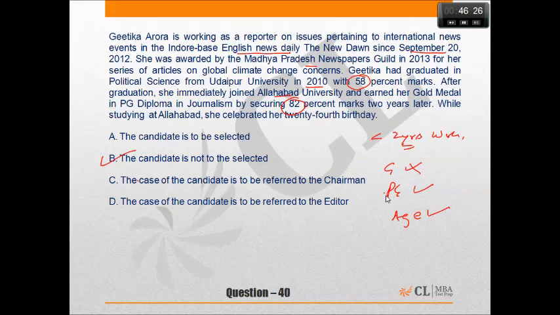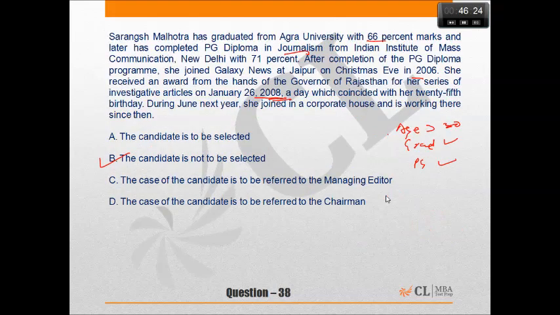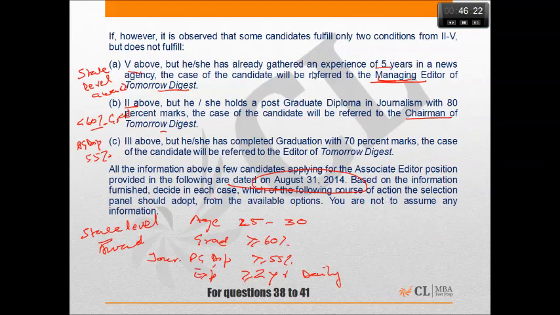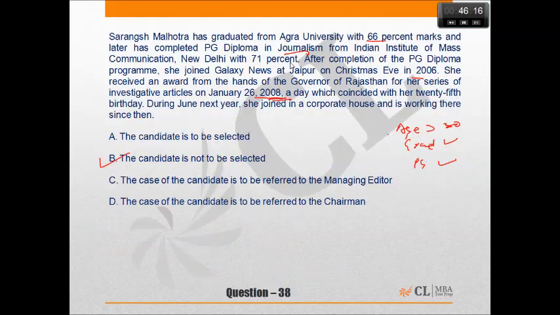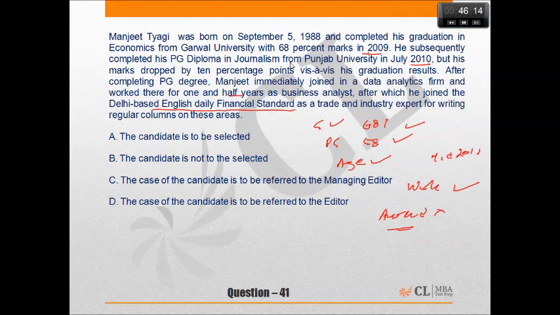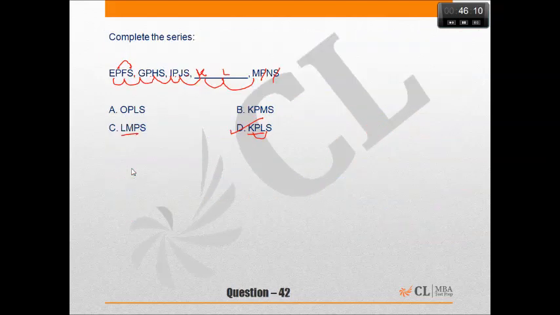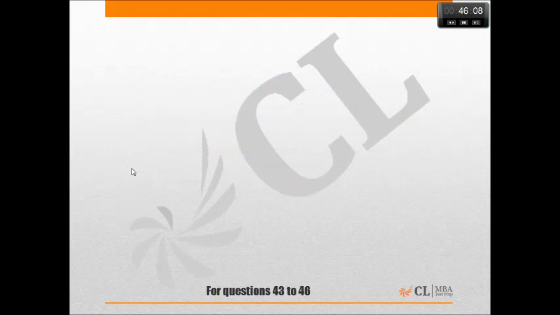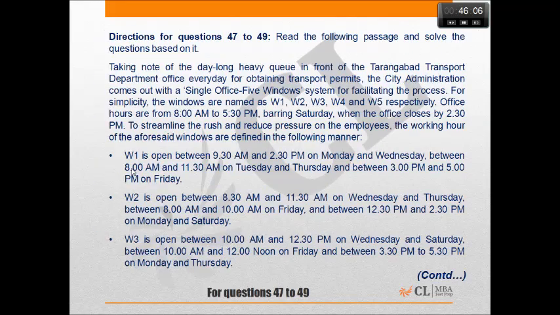If you don't have an award, where are you referred to? 5. 5 is the award. Does not fulfill, so it has to go to the managing editor. Case to be referred to managing editor. Okay, 41. Okay, how much time? 6 minutes left. This is definitely ruled out. Let me look at the last one.